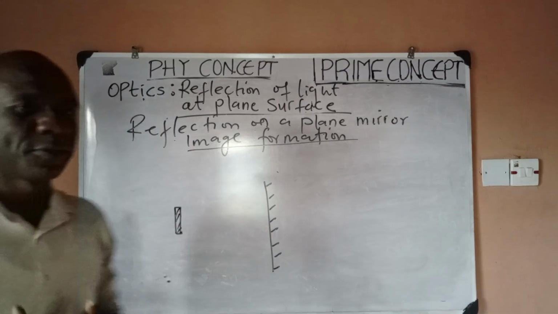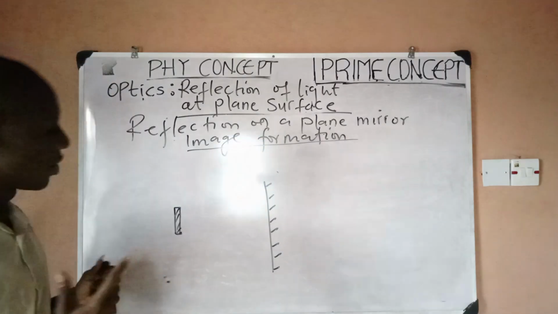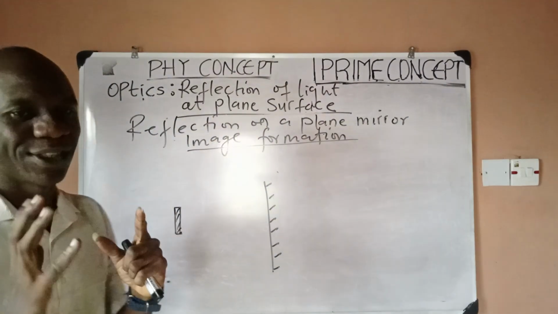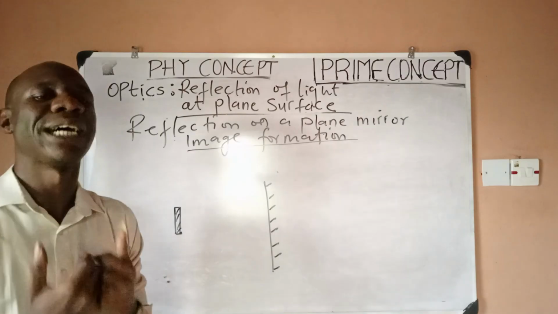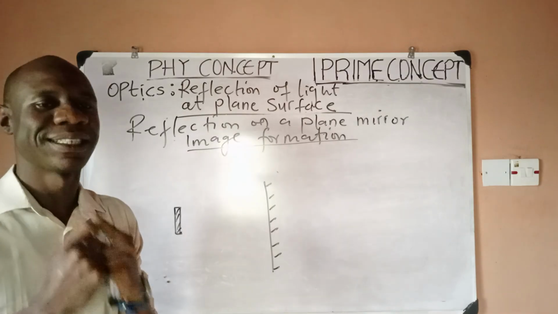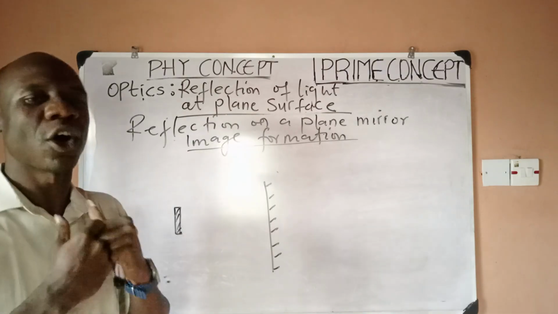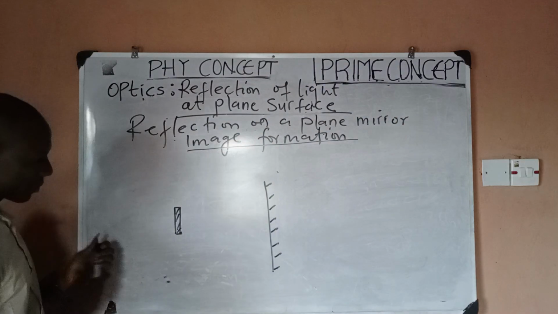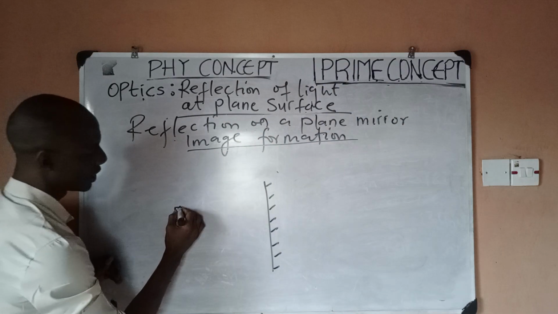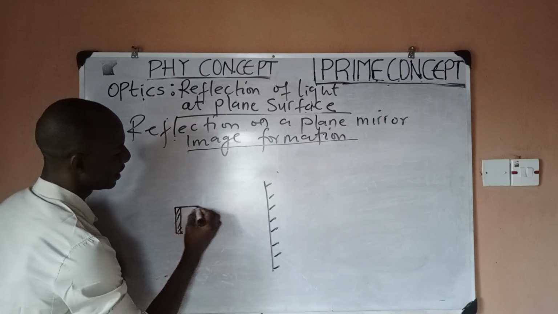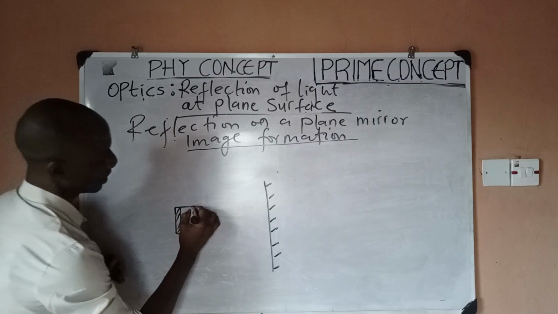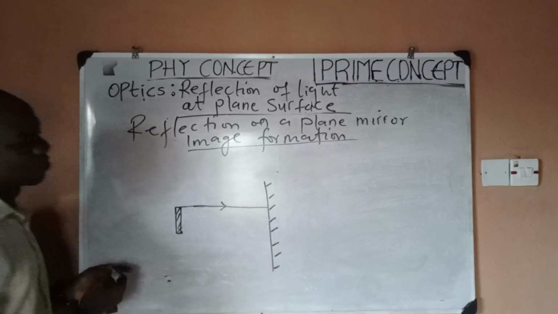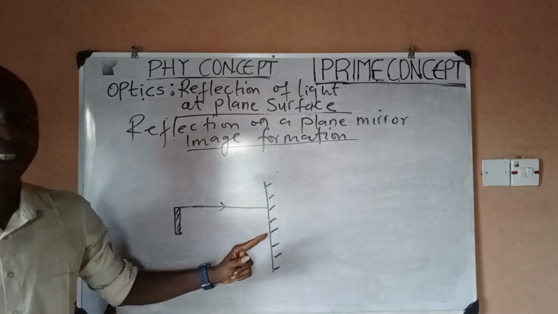Now, whenever you want to form the image of an object, remember we said you use what? Rays. And what are rays? Rays are straight lines that emanate from an object. Those are what we call rays, right? So I draw a straight ray like this. When I put an arrow forward, it simply means that is your incident ray.